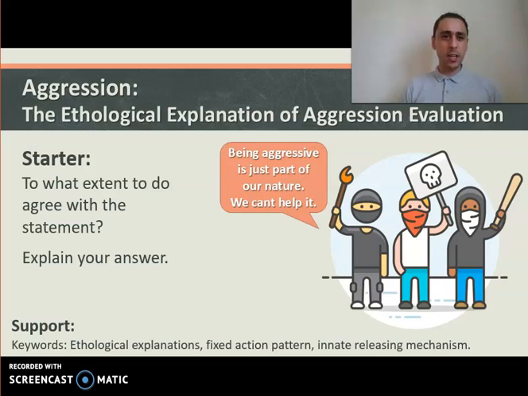It's in our genes. To what extent do you agree with that statement? And then explain why you agree with that statement, right? Why do you agree with it? Why don't you agree with it if you don't agree with it? Think about some of the things we learned so far. We've learned different perspectives, different attitudes to aggression, and how we might understand it in different terms.